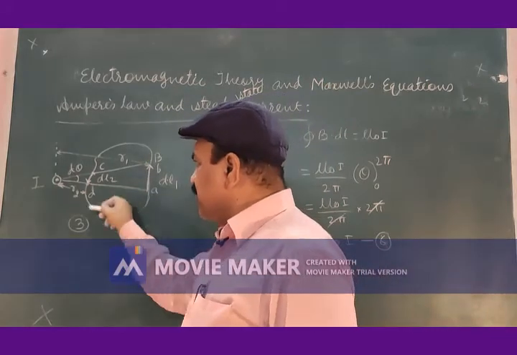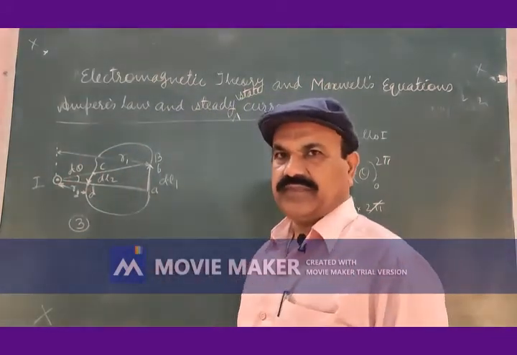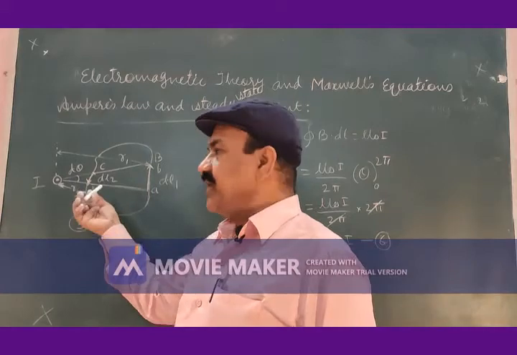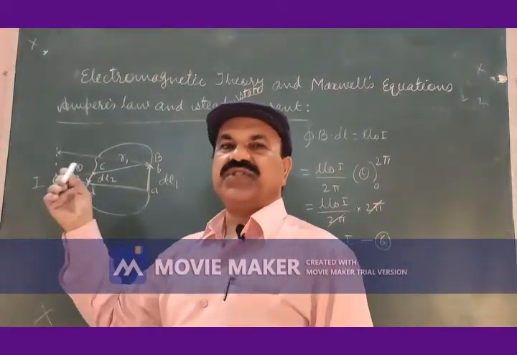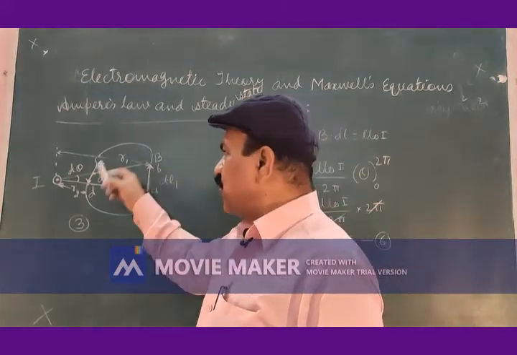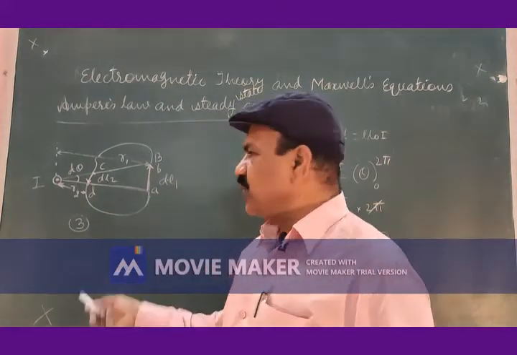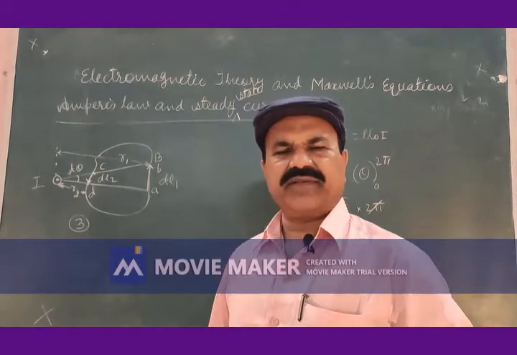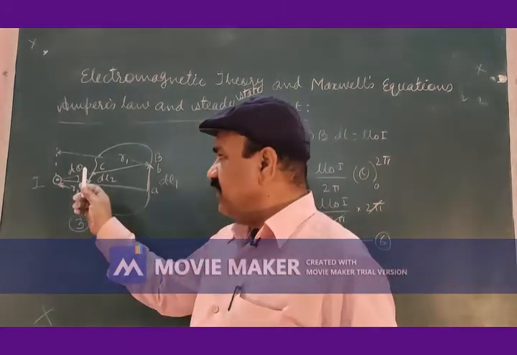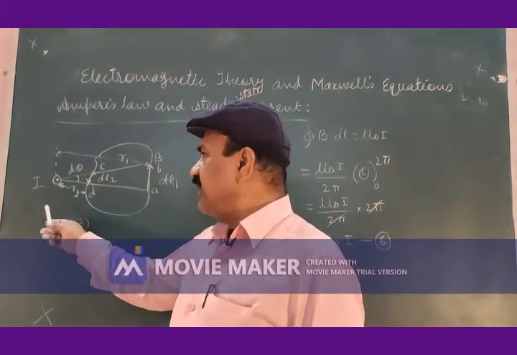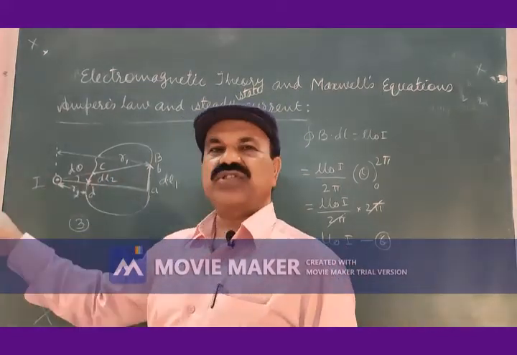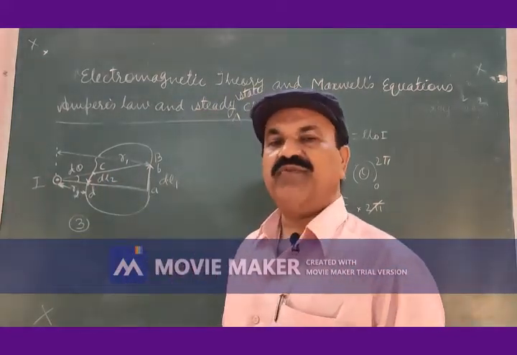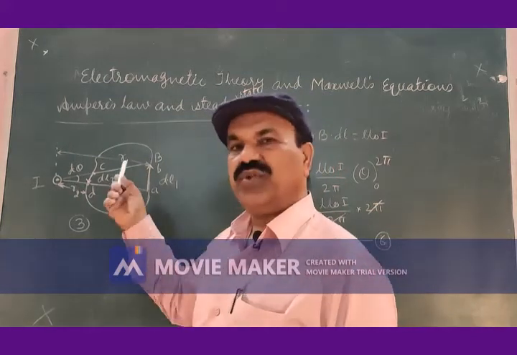This is the closed path. But this closed path is not enclosing the current. The current is outside the closed path. This closed path may be regular, this closed path may be irregular, doesn't matter. But how is the closed path? The closed path is not enclosing the current. The current is outside the closed path. And we want to apply Ampere's law to this closed path.